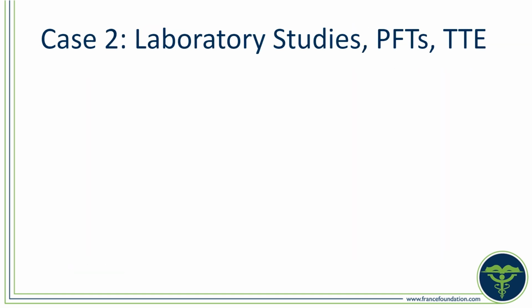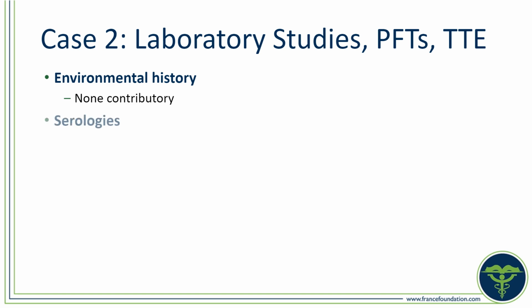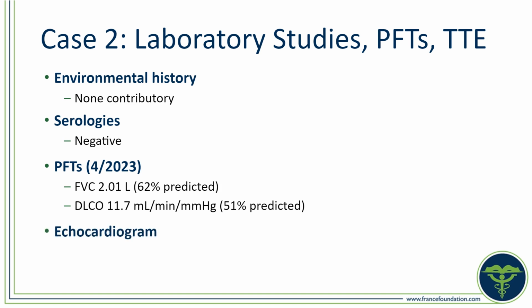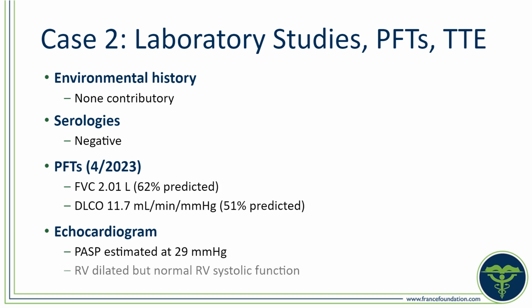His initial clinical evaluation also found no contributions from his environmental or social history. He had a screening serologic panel that was unremarkable. His initial pulmonary function testing revealed a restrictive deficit with a forced vital capacity of 62% predicted and a reduction in his diffusing capacity for carbon monoxide. He underwent an echocardiogram prior to evaluation that showed his pulmonary artery systolic pressure was elevated at an estimated 29 millimeters of mercury, and his right ventricular function was normal, but he had a dilated RV.